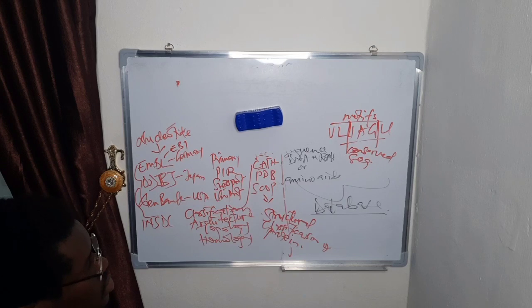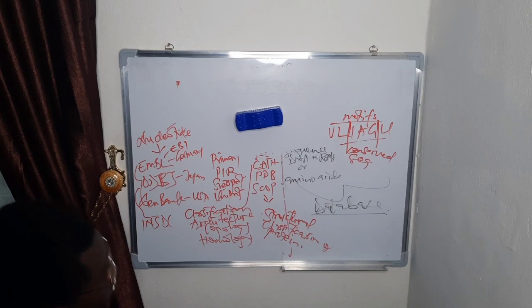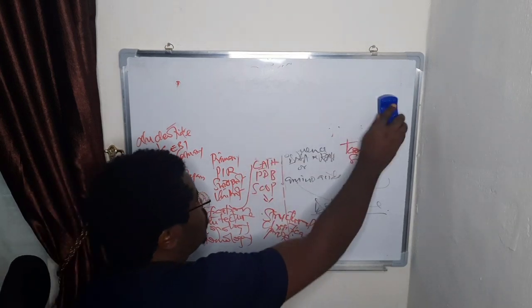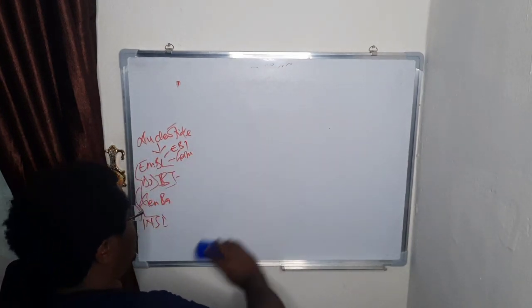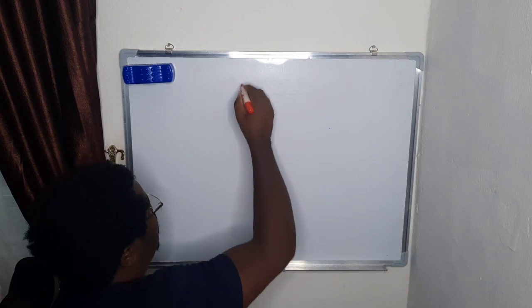Then obviously the protein structure has a three-dimensional shape. Okay, with this we'll now go to sequence alignment.